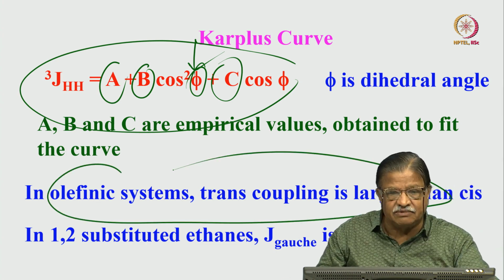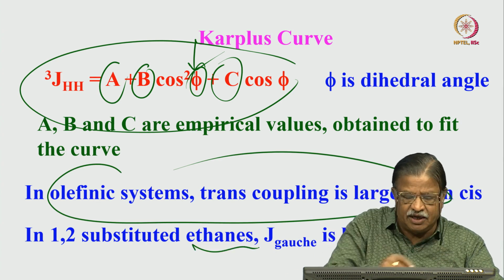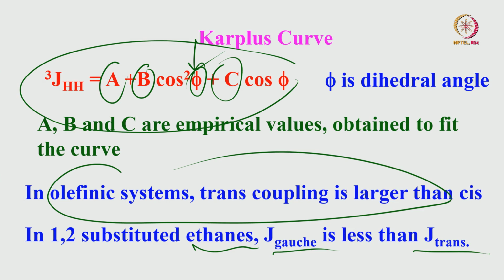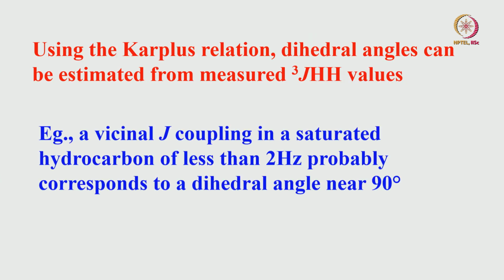In the olefinic systems, trans coupling is always larger than cis. In the 1,2 disubstituted ethane, which we saw, J cis is less than J trans, and using the Karplus equation we can obtain the dihedral angle, or we can estimate it from the measured 3JHH.